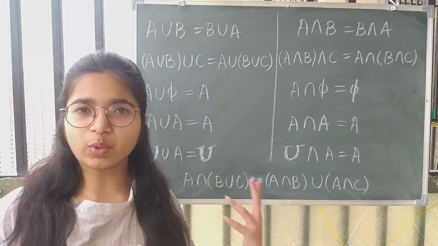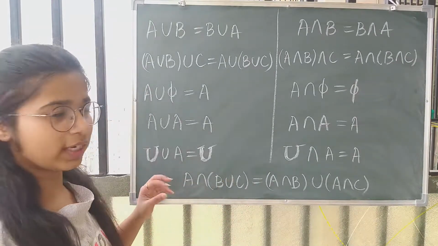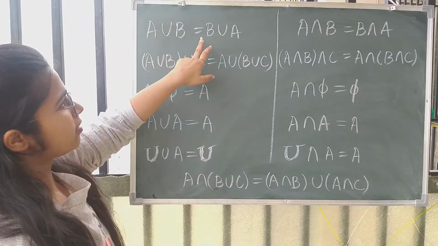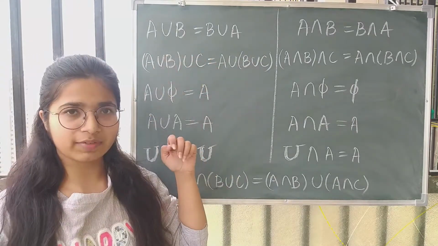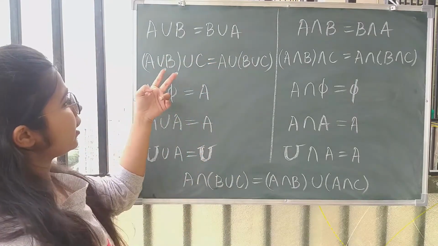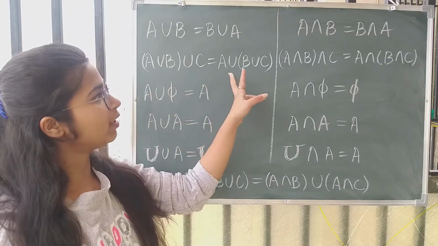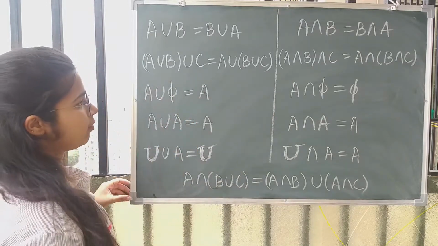Now there are some properties which are followed by both union and intersection. Let's see them. Firstly, talking about union, A union B is the same as B union A. That means union follows commutative law. Similarly, A union B, union of C is the same as A union B union C. That means union follows associative law.